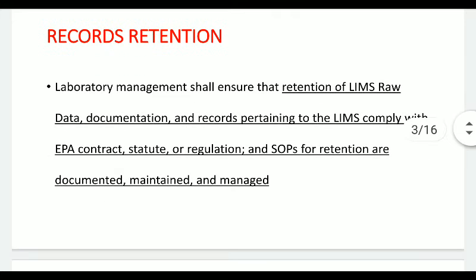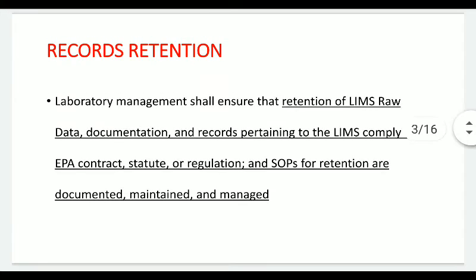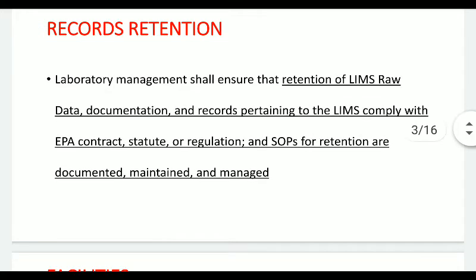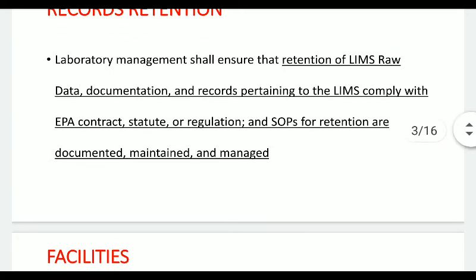The next set of guidelines are about how to retain records. And when we say records, we are talking about experimental data, standard operating procedures, as well as other documentation. So it says laboratory management shall ensure that retention of LIMS raw data, documentation and records pertaining to the LIMS comply with EPA contract, statute or regulation, and standard operating procedures for retention are documented, maintained and managed.